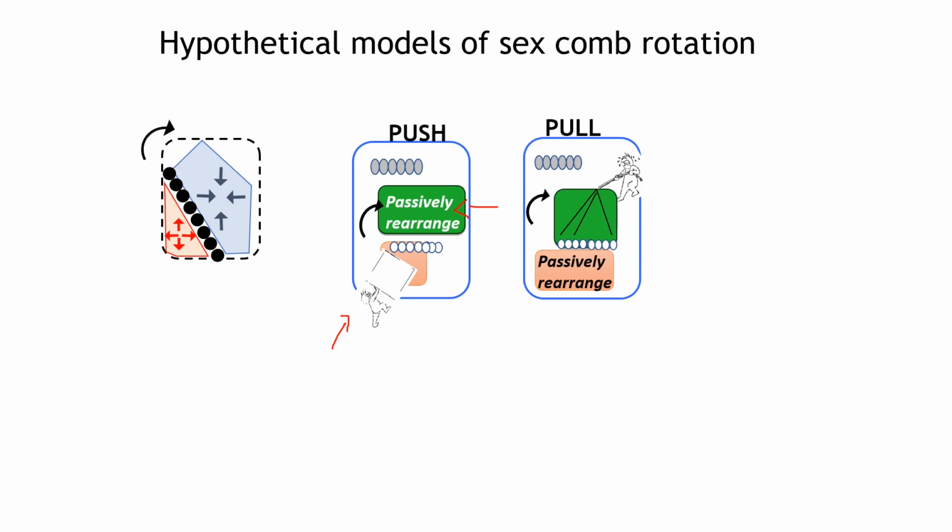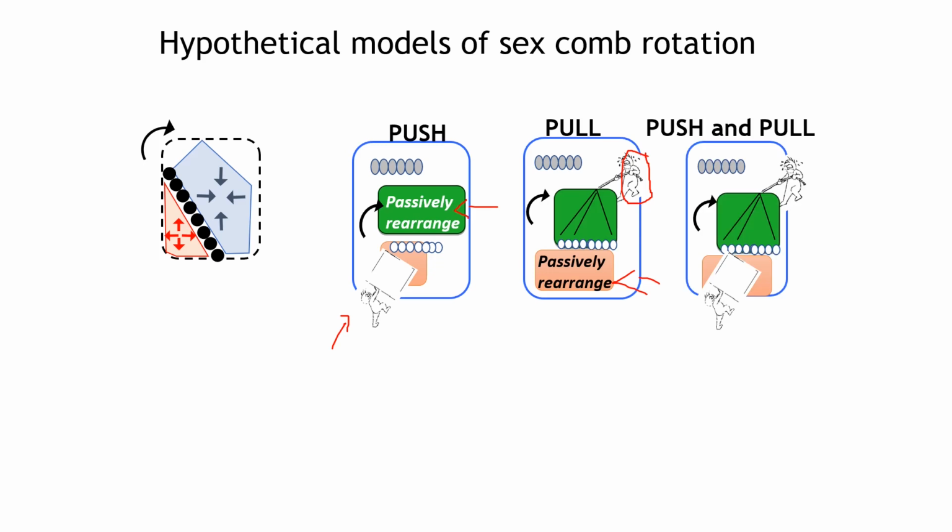Another mechanism is a pull. So this guy here, we don't know what is the cellular process that is causing the rotation, but we think if this model is right, there will be a passive rearrangement in the region underneath the comb. And another potential model is that both are correct, that there is a push and a pull. And as I said before, based on our current information, we consider that the push mechanism is the one that is correct.